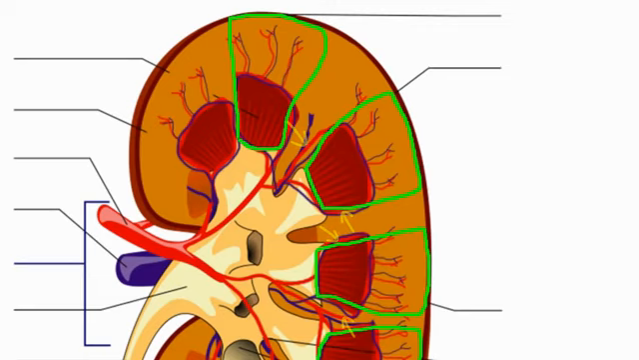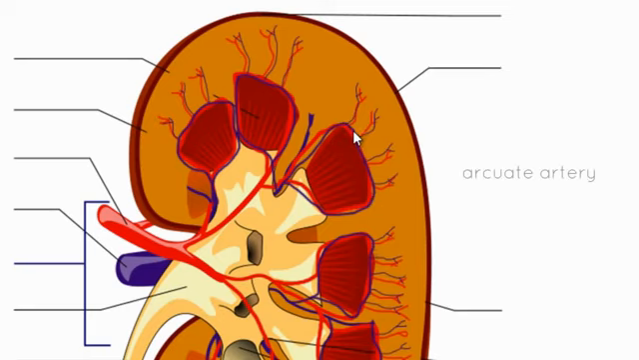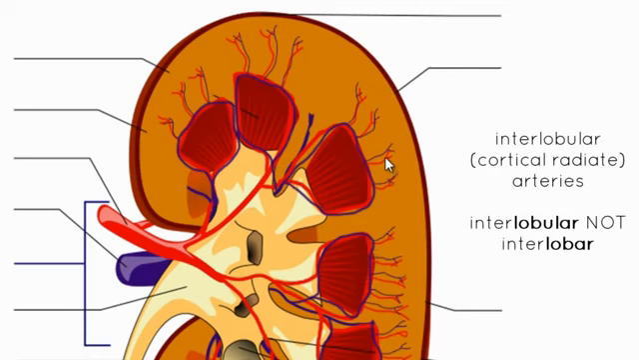So the interlobar arteries come off the segmental arteries. So at the base of the medullary pyramid, the artery curves round, and it's called the arcuate artery. So it kind of arcs around the base of the medullary pyramid. And then coming off at 90 degrees to the arcuate artery, you've got these little extensions that radiate into the cortex. So these arteries are called the interlobular arteries.